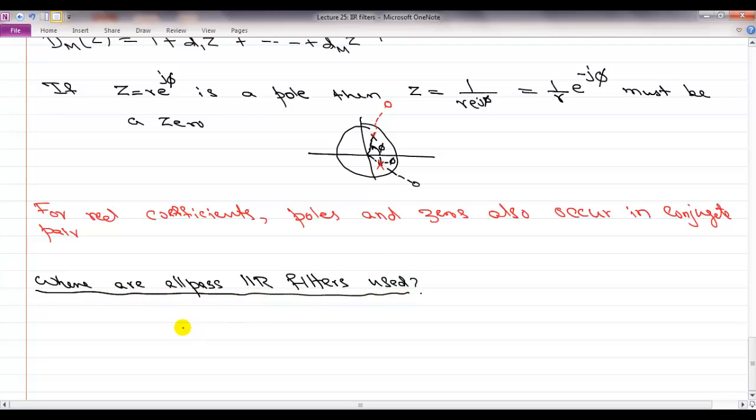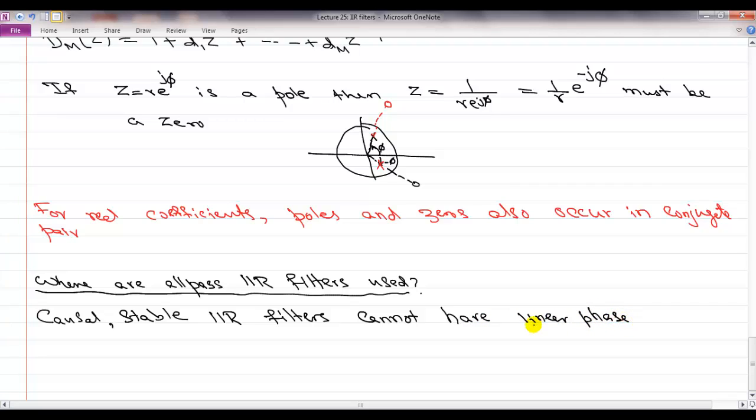To answer this question, we need to know an important fact about IIR filters in general. Causal, let's add stability, stable IIR filters cannot have linear phase. We already talked about the importance of linear phase, at least in some applications, especially speech or related applications. Causal stable IIR filters cannot be designed to have linear phase. They never have linear phase, which means their group delay is not constant.